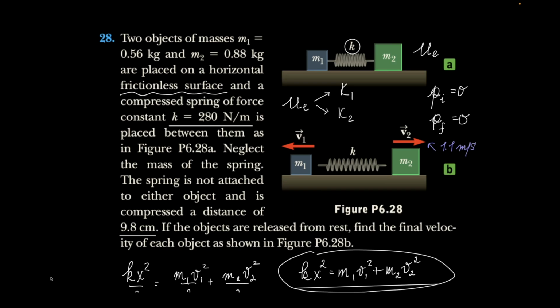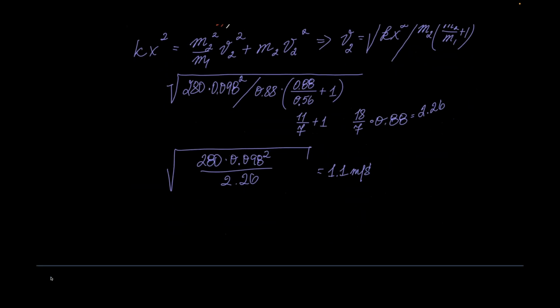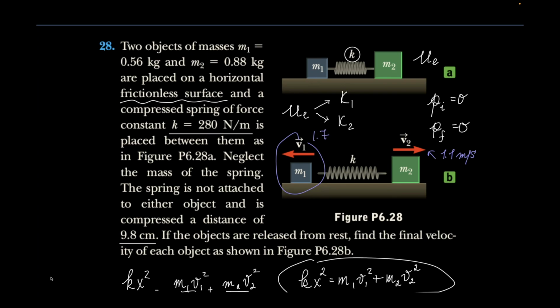So then obviously the smaller object will be moving a little faster, and with conservation of momentum, I will just take care of the absolute values. m1 v1 will be equal to m2 v2, so 0.88 times 1.1 over 0.56 gets me 1.7 meters per second. So this will be 1.7 meters per second to the left, and that is 1.1 meters per second to the right. That's it.